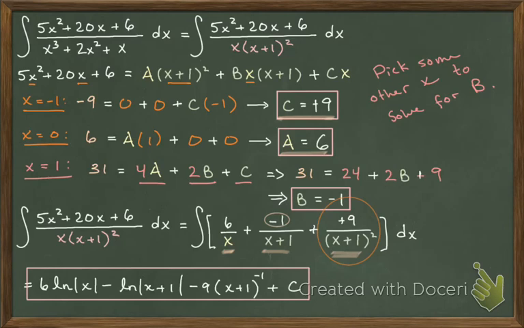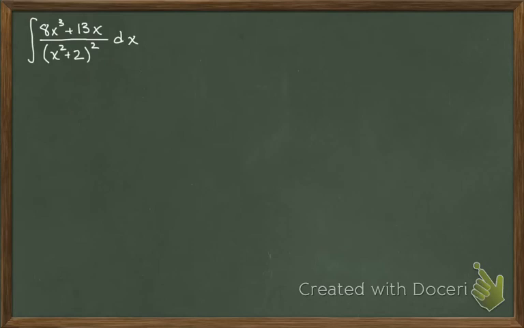Let's do one more. I've got 8x cubed plus 13x divided by x squared plus 2 quantity squared, and I'm integrating all that with respect to x. It doesn't quite look like it, but in the denominator I've got a fourth power, right? x squared squared. So indeed the denominator is a higher power than the numerator.